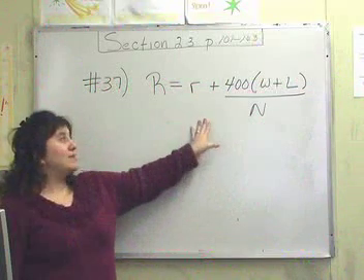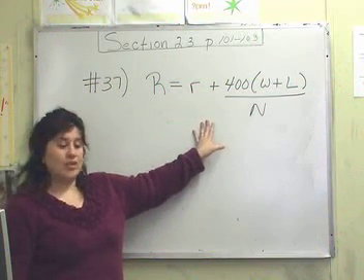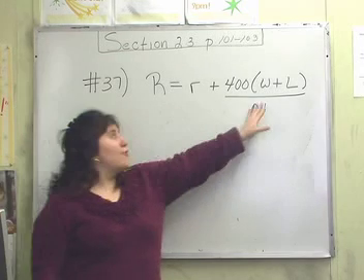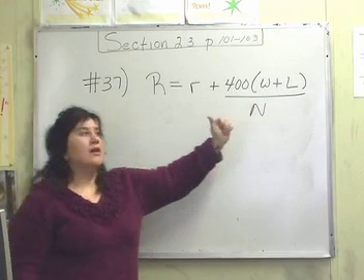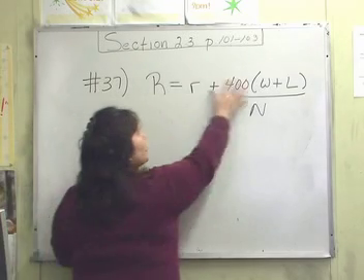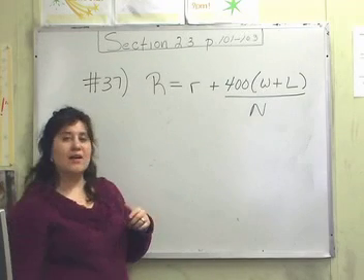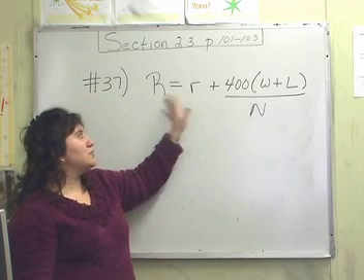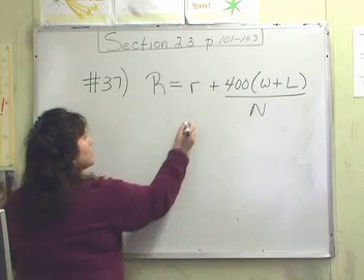37. We would like to solve the literal equation, and the letter we will be solving for is L. In order to solve for L, we will need to transpose the other terms on that same side. The first step I'm going to take is this R, and subtract R on both sides.